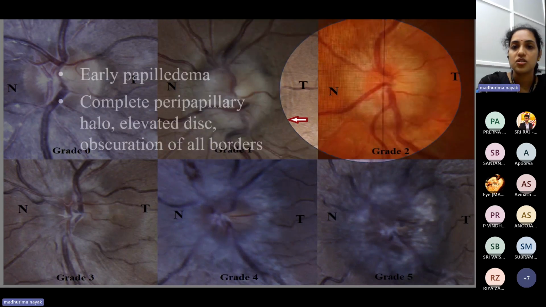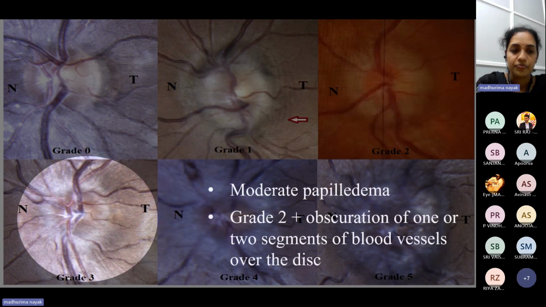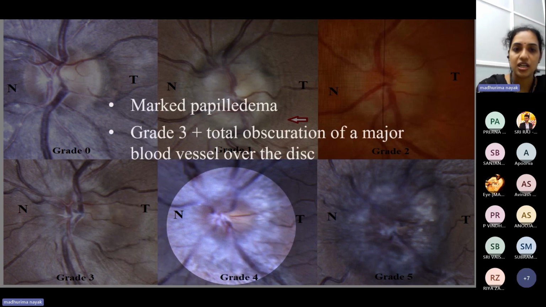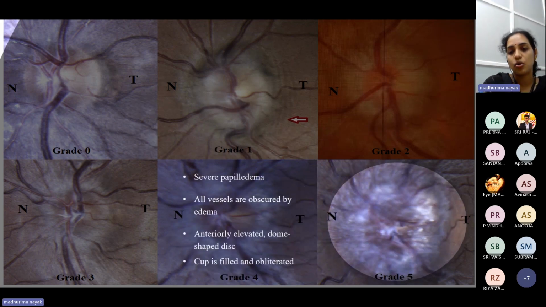So next is early papilledema, or grade 2, where you see a complete peripapillary halo with an elevated disc and obscuration of all the borders. Then there is moderate papilledema, which is grade 3. In this you have obscuration of all the borders and obscuration of one or two segments of blood vessels over the disc. Then the next grade, you will see there is total obscuration of one particular vessel over the disc. And the last grade is severe papilledema, where all the vessels are obscured. The disc assumes a dome shape, and then the cup is filled and obliterated.